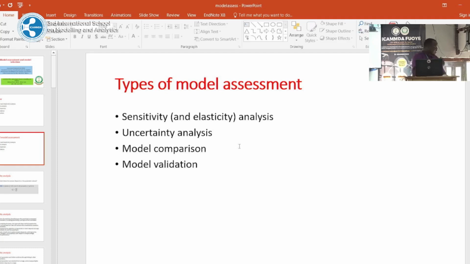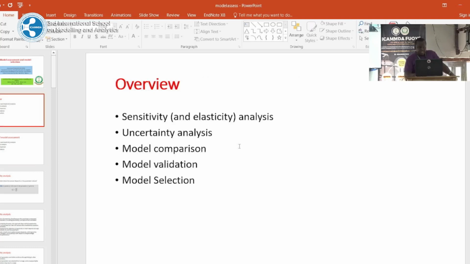Now, you will find out that from this workshop, from this school from last week, we started with looking at sensitivity analysis, and then some people have come to talk about many other stuff, and today we have talked about model, since yesterday, model comparison and all that. Now, all of these are various aspects of model assessment. Now, in trying to assess your model, there are 4 things you carry out. You carry out sensitivity analysis, uncertainty analysis, model comparison, model validation, and then the one other thing I'm going to talk about lastly is the model selection.